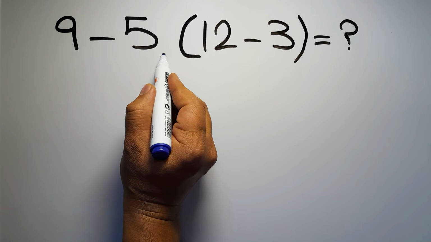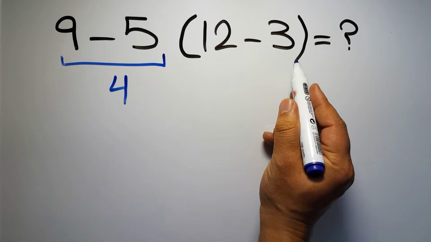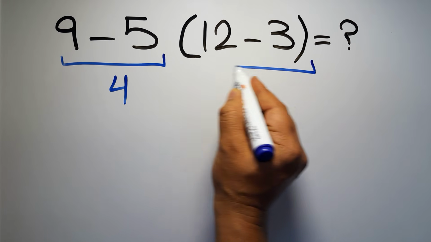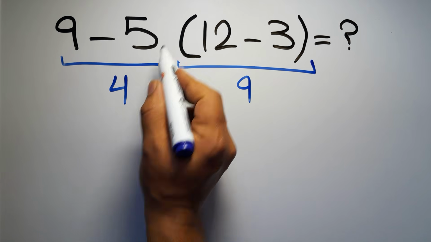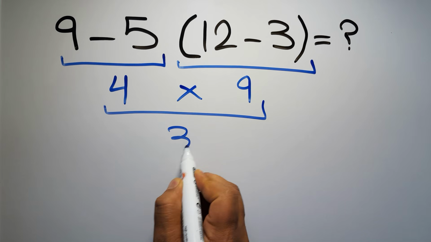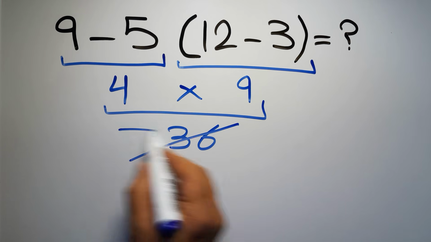9 minus 5 equals 4. And inside this parenthesis, we have 12 minus 3, which equals 9. So 4 times 9 gives us 36. But this answer is not correct.